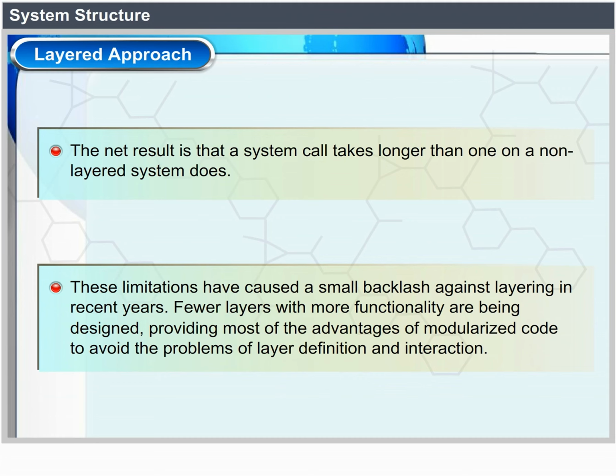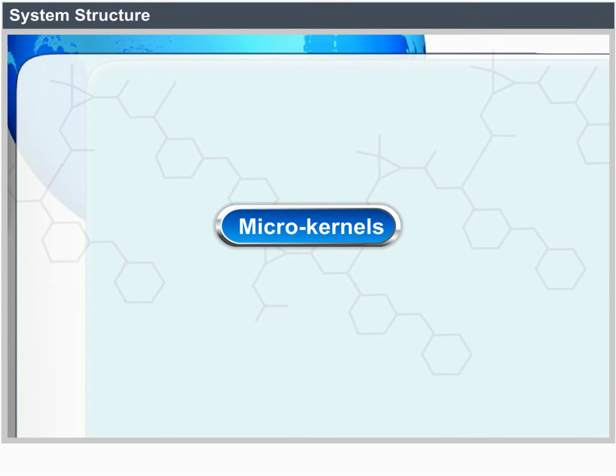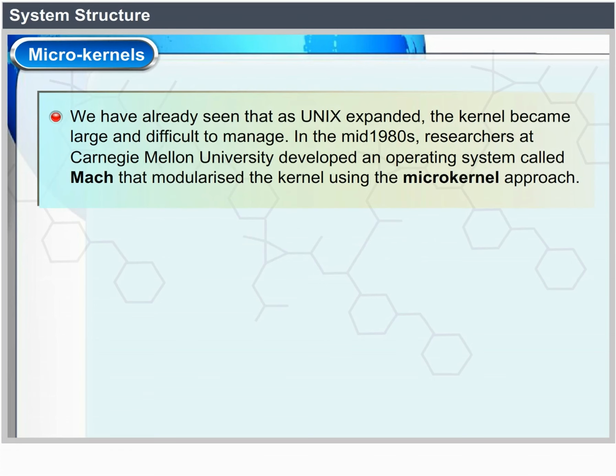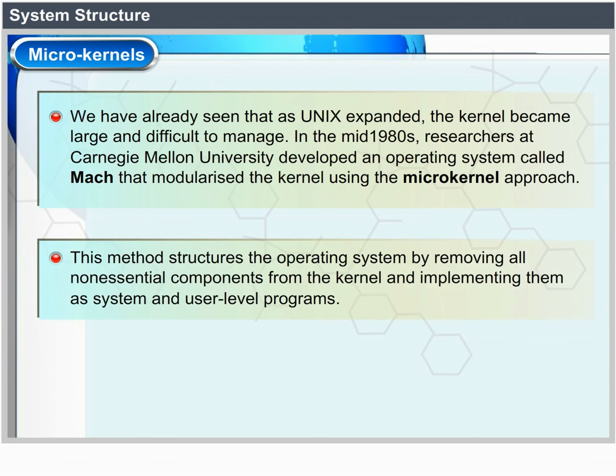Microkernels. We have already seen that as Unix expanded, the kernel became large and difficult to manage. In the mid-1980s, researchers at Carnegie Mellon University developed an operating system called Mach that modularized the kernel using the microkernel approach. This method structures the operating system by removing all non-essential components from the kernel and implementing them as system and user-level programs. The result is a smaller kernel.